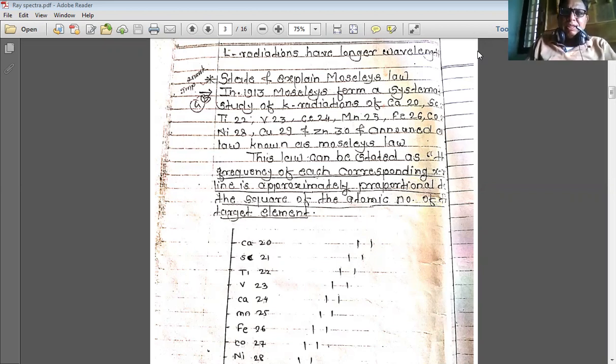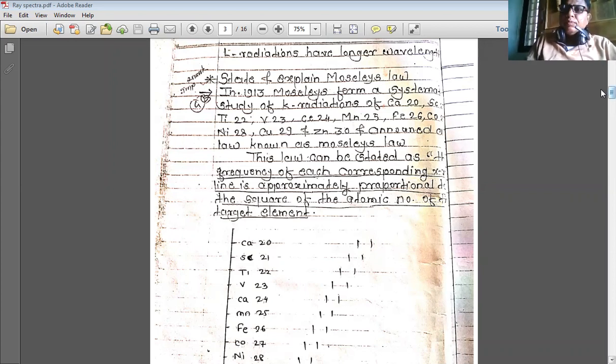This law can be stated as: the frequency of each corresponding X-ray line is approximately proportional to the square of the atomic number of the target element. The target element is shown in this figure.